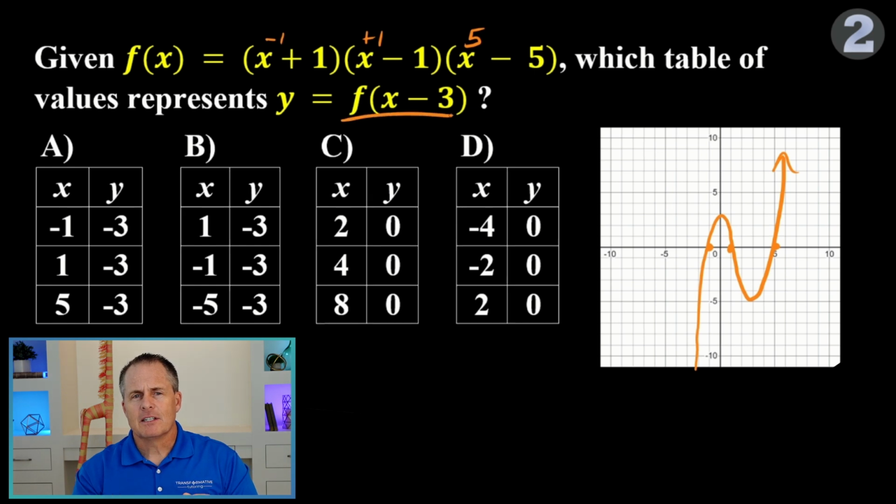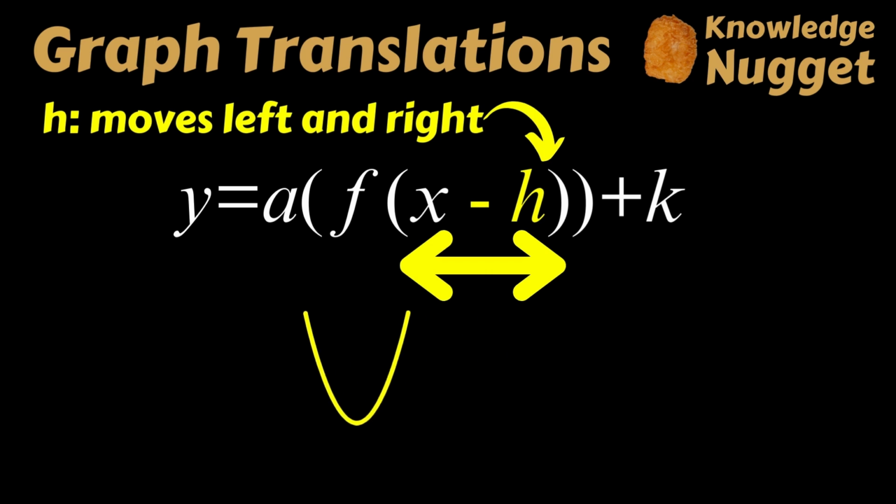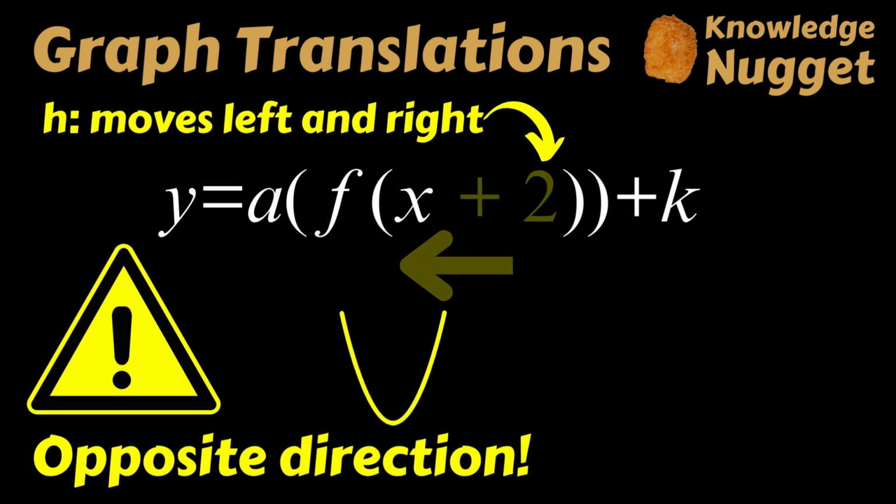Is the translation going to move the graph up, down, left, or right? If you're not sure, you should probably write this down. Translations on the inside always move the graph side to side, and it will always move in the opposite direction.